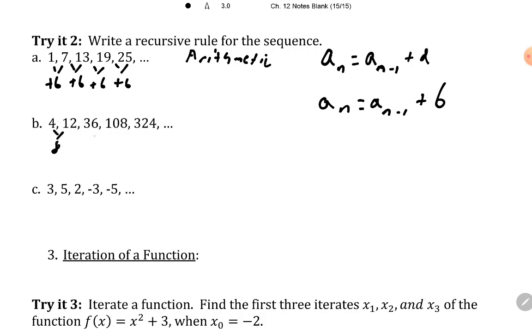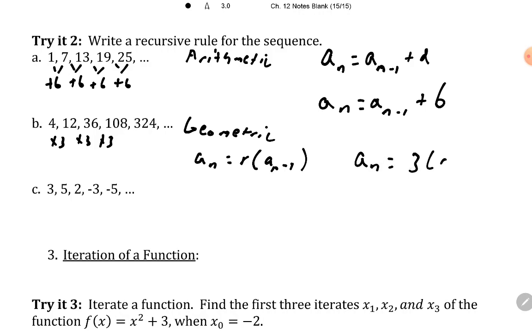Part B. This is plus 8, this would be plus 24. So plus 8, plus 24, that's not the same. 4 to 12 is times 3. 12 to 36 times 3. 36 to 108 times 3. So we're good on that. So we know that this is geometric. So a sub n equals r times the previous term. So my equation is a sub n equals 3 times the previous term.